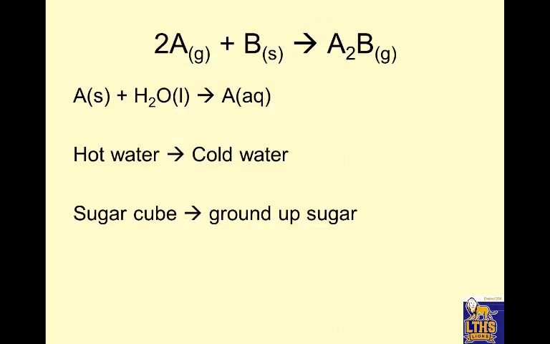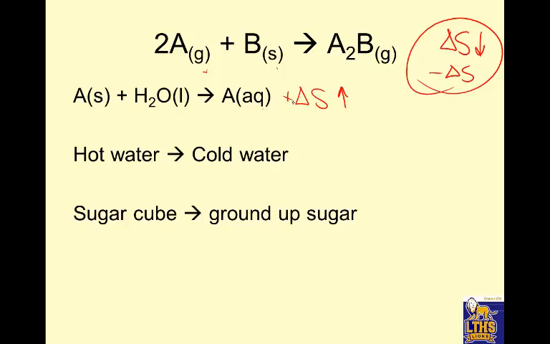Here is a chemical reaction. Notice you have two gases and a solid turning into a gas. This has less entropy because we have a gas and a solid, so delta S goes down in this one. That's a negative delta S. This solid and a liquid turning to aqueous is delta S increasing, so that's a positive delta S. That's a favorable way. This is more random.